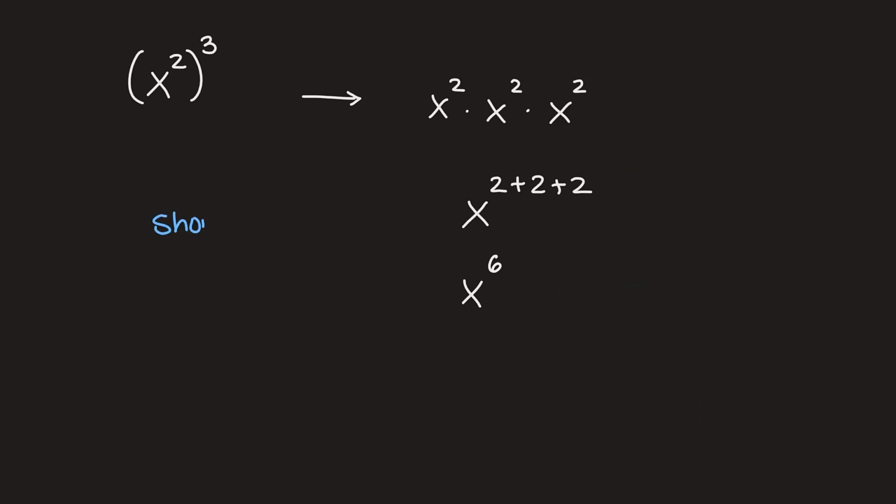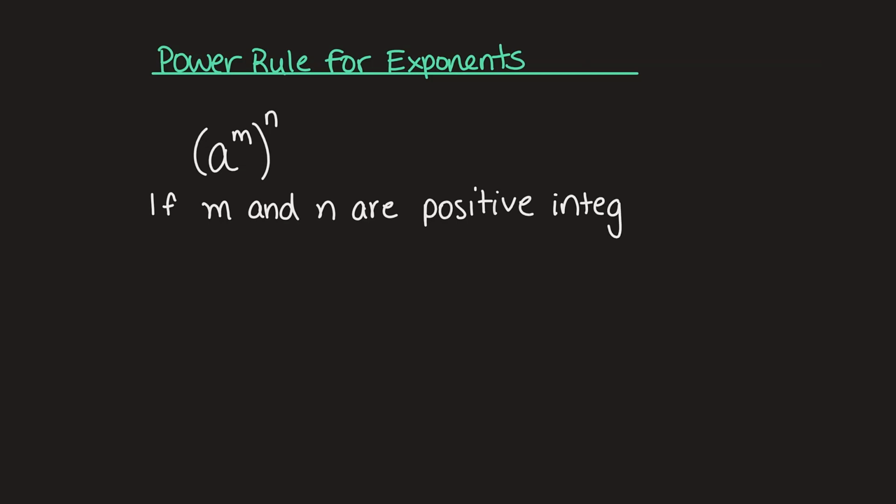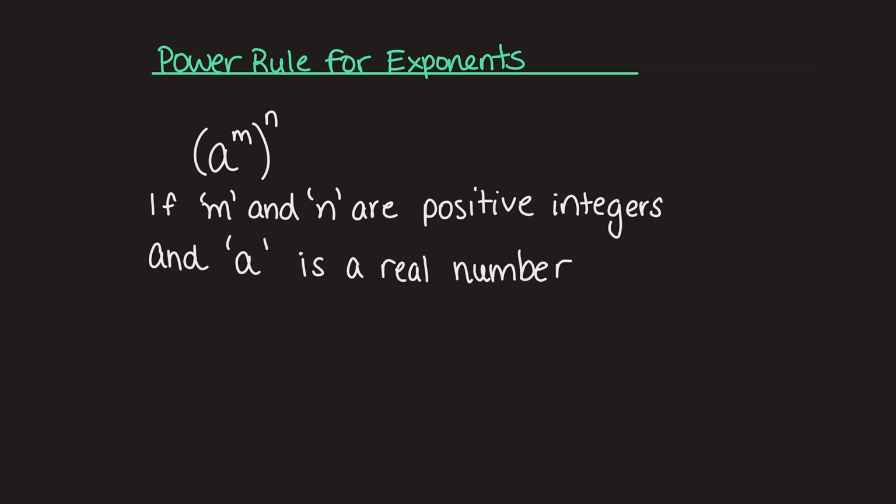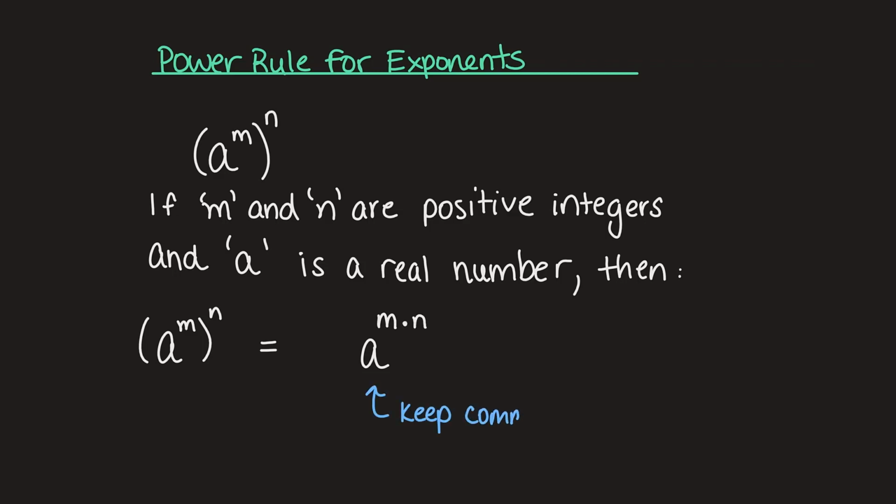And yes, there is another shortcut for this scenario. We can actually get the same answer if we just multiply the exponents. This is actually known as our power rule for exponents. So if we have an exponential expression raised to a power, and if our exponents are positive integers, and a is a real number, then a to the m raised to the n is the same as a raised to the m times n, where we keep the common base and we multiply the exponents.